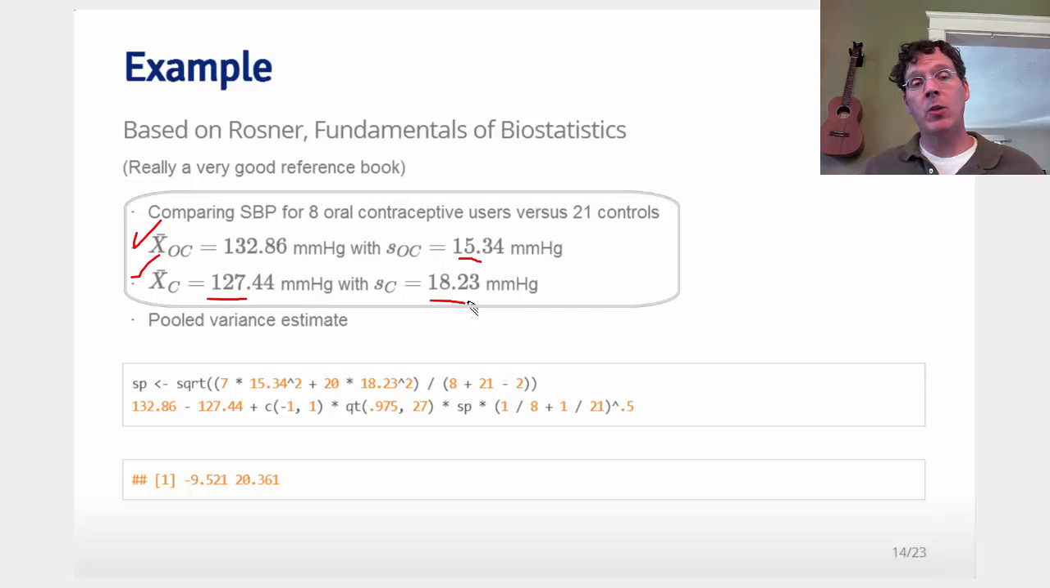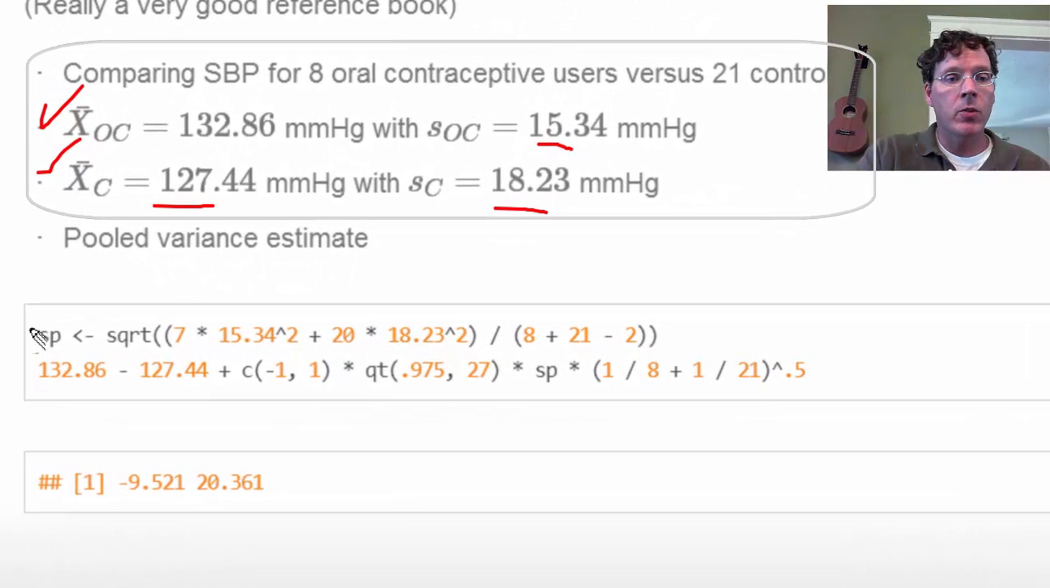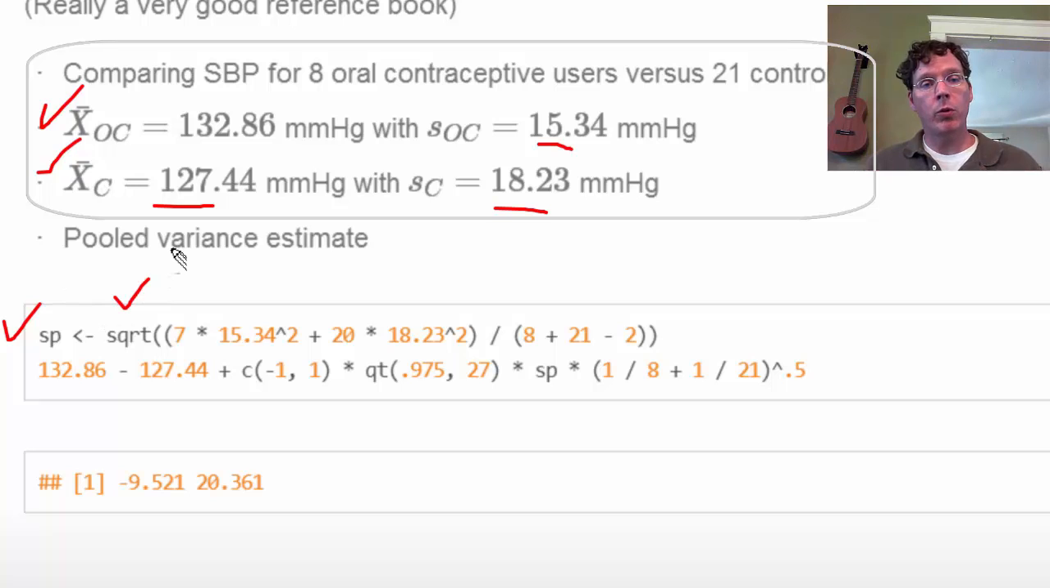Let's go ahead and manually construct the independent group interval once just to churn through the calculation. When you do this on your own, you tend to use t.test or something like that because you have the raw data. So the pooled standard deviation estimate is going to be the square root of the pooled variance estimate. There we need to take 15.34, the standard deviation from the oral contraceptive users, square it, 18.23, the standard deviation from the controls, and square it, and take their weighted average weighted by their sample sizes.